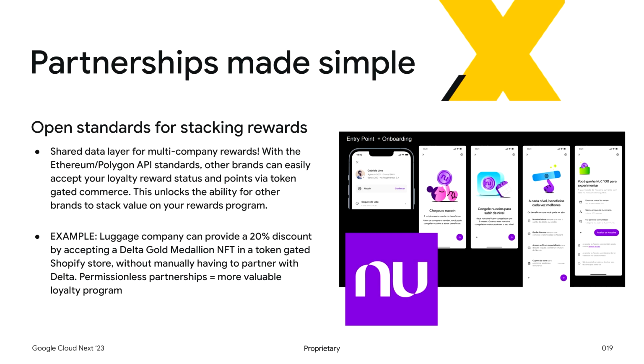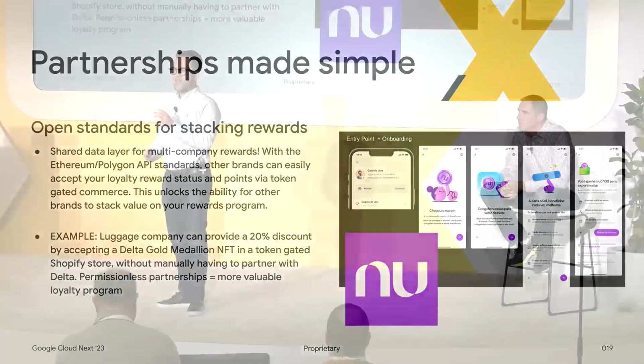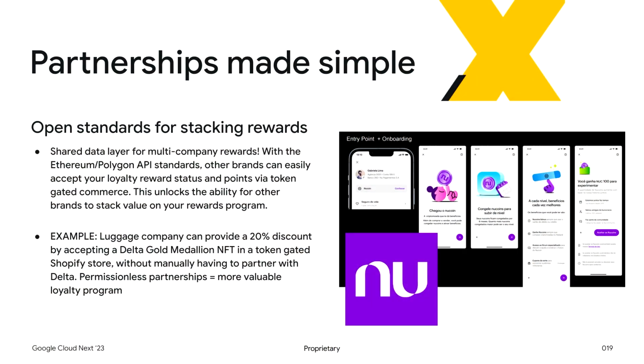Tomorrow, a luxury luggage company can open a Shopify commerce store or on the Google Commerce Store, and they can token gate and say, hey, if you have a diamond medallion status from Delta as an NFT, we're going to give you a 20% discount, or we're going to give you a free bag with the purchase of another piece of luggage. They didn't have to talk to Delta to do that. Delta is accruing value to their program. Again, remember, program margins, all about program margins, without having to do the legwork of the partnership.